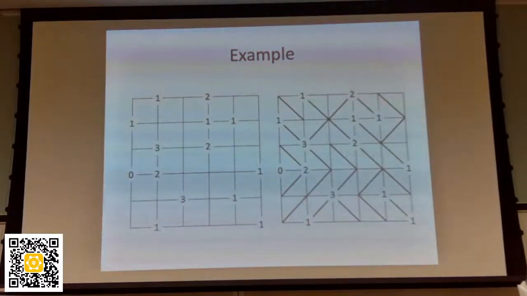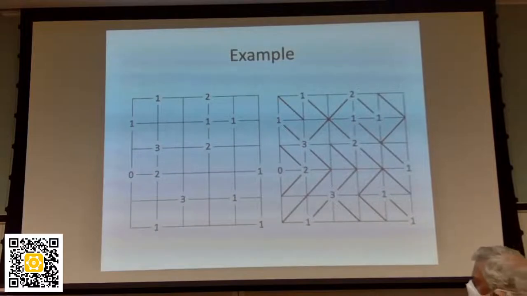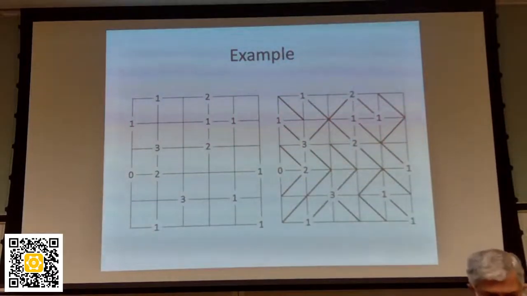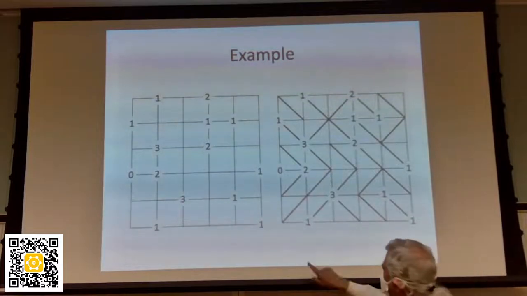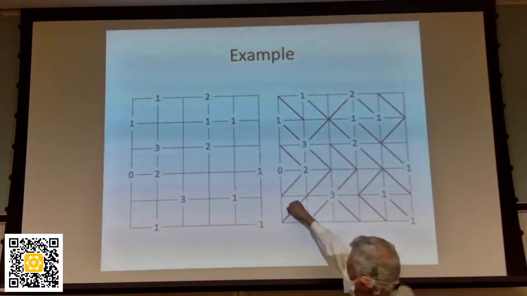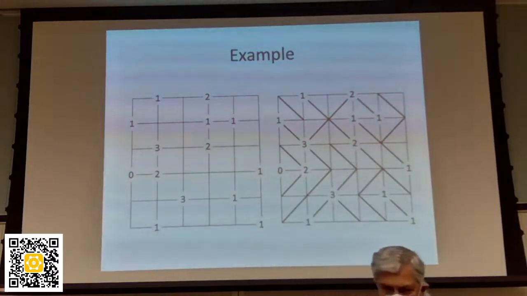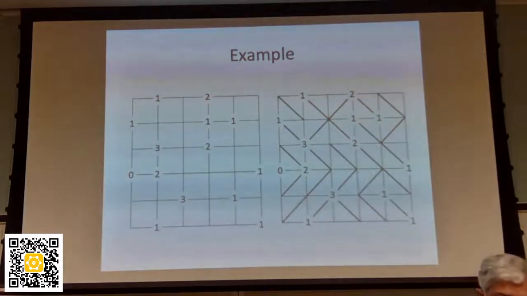So the question is, remember, the output is you need to figure out exactly how you're going to set the diagonals. This diagonal can either go like so or like so, and your job is to figure out which way it goes. And you have to do this for every diagonal.